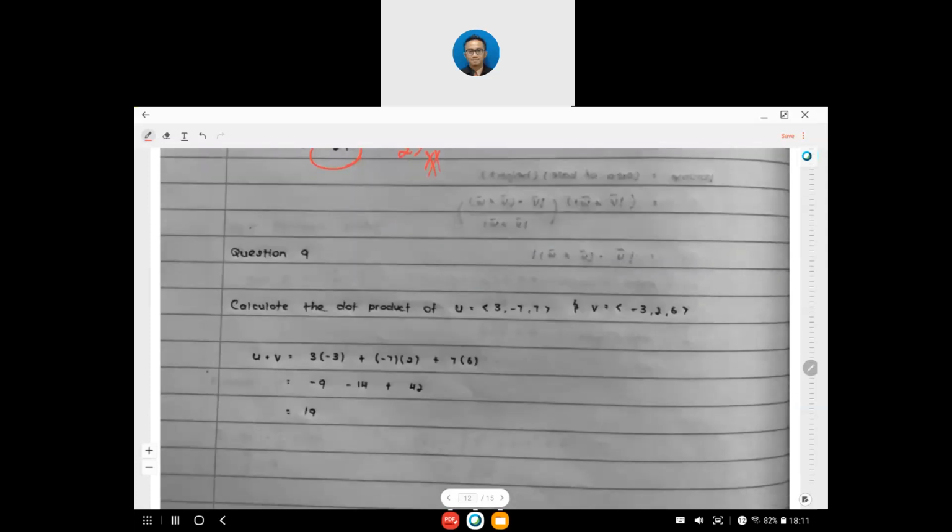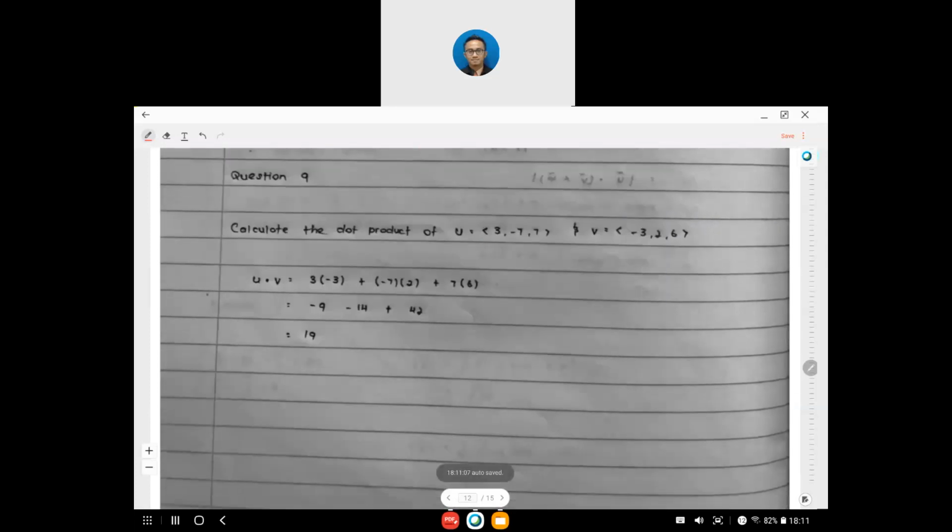Okay. Question 9. So u dot v is also the same thing. 3 times negative 3, negative 7 times 2, and then 6 minus 7. So you can get 19. Okay. That one is for question 9.